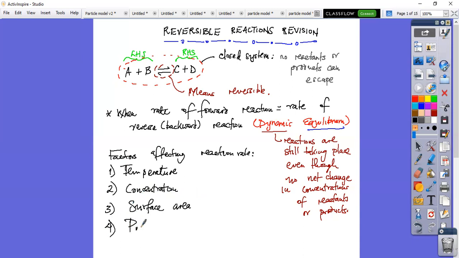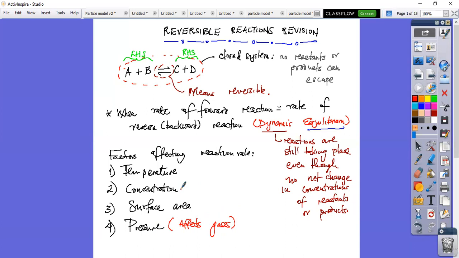Okay, pressure. Oh yeah. Now, pressure only affects reactions where gases are involved. Yeah. So if one of these things was a gas, it doesn't mean that all the products and reactants have to be gases, as long as there is one gas at either side, either on the left-hand side or the right-hand side. If there is a gas anywhere, then pressure will affect that rate of reaction. So it affects gases, because gases are compressible. Right. And by compressing a gas, you are increasing its concentration.